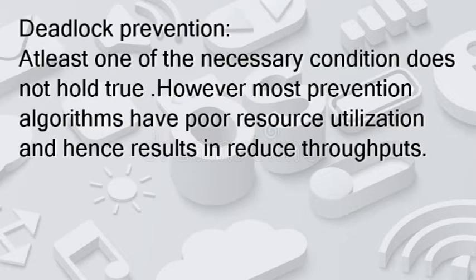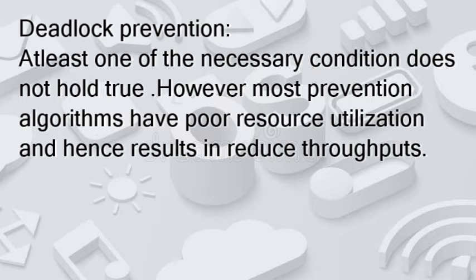Now we are going to talk about the very first thing: how we can prevent deadlock. That is deadlock prevention. Deadlock prevention means at least one of the necessary conditions does not hold true. However, most prevention algorithms have poor resource utilization and hence result in reduced throughput. So what we can do, number one, eliminate mutual exclusion. It is not always possible to prevent deadlock by preventing mutual exclusion, as certain resources cannot be shared safely.